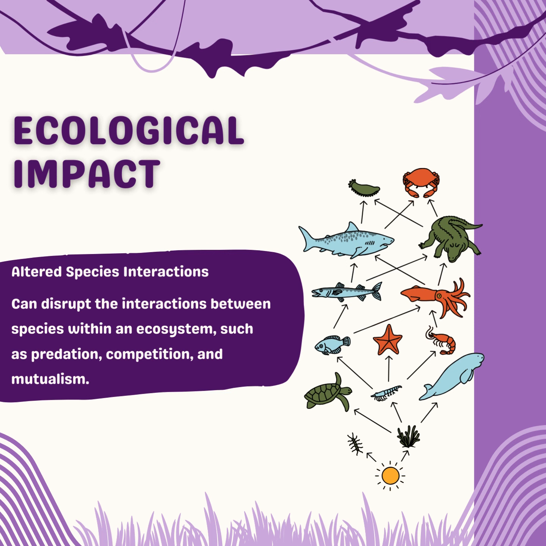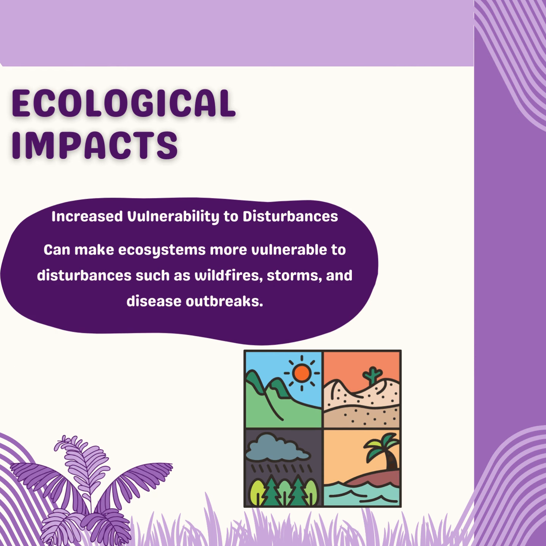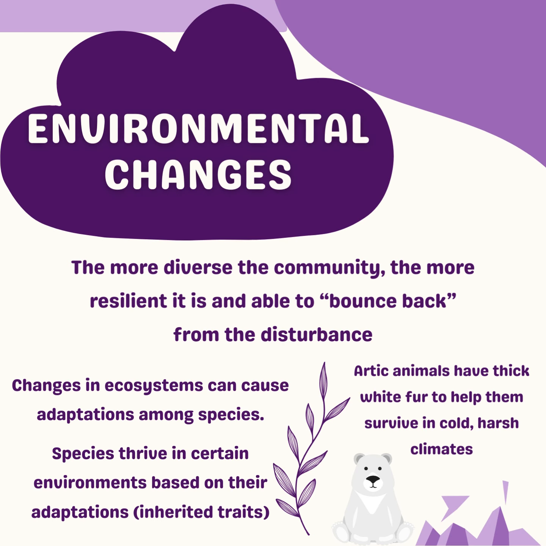There can also be altered species interactions. It can disrupt the interactions between species within an ecosystem, such as predation, competition, and mutualism. There can also be increased vulnerability to disturbances. It can make an ecosystem more vulnerable to natural causes like wildfires, storms, and disease outbreaks. However, the more diverse the community is, the more resilient it is, and it will be able to bounce back from this disturbance, which causes many of the organisms to adapt and grow.